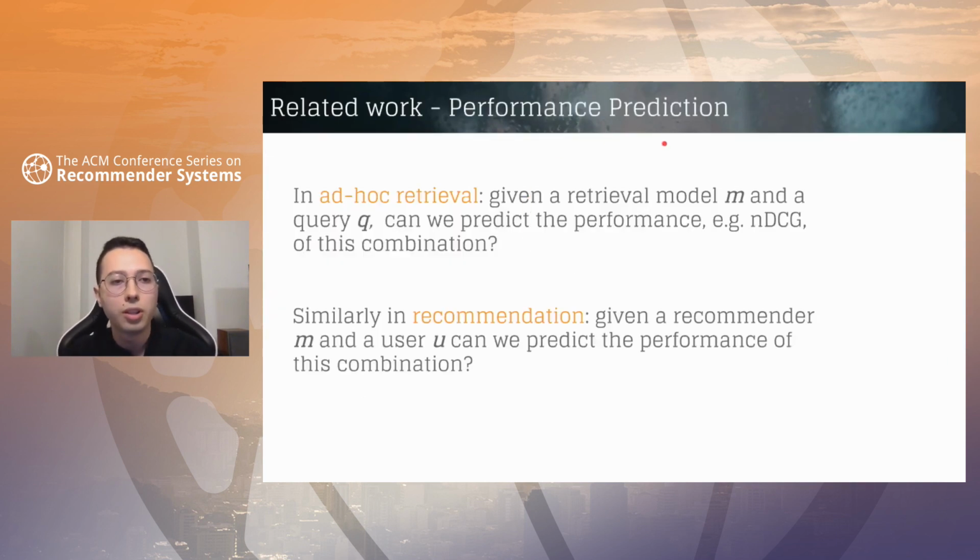First, performance prediction. This is a big field in information retrieval, and basically the idea, at least in ad hoc retrieval, is that given a retrieval model and a query, we want to predict the effectiveness, for instance the NDCG, of this combination. So we are predicting the effectiveness, or the performance. In recommender systems, this is also a thing. Similarly, we have a recommender and a user, and we want to predict the performance of this combination.